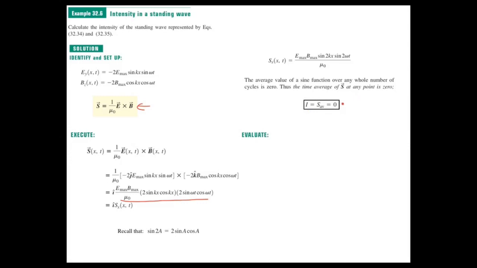But this actually makes sense, because the standing wave is comprised of two waves of equal frequency and wavelength that are traveling in opposite directions. So the intensity of one is completely canceled by the intensity of the other. And this ends example 32.6.